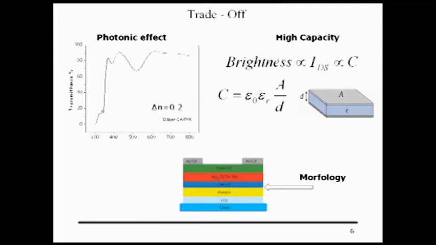The most important thing is the trade-off between the photonic effect and the electrical effect, because if you increase the number of layers, you have a deeper photonic band gap, but you increase the capacitance. So you have to find the right trade-off between the 2 effects. One more important thing is the morphology, because at that interface, as is well known, there is the accumulation region. So if you have a bad morphology, you have bad charge transport, and the current goes down.